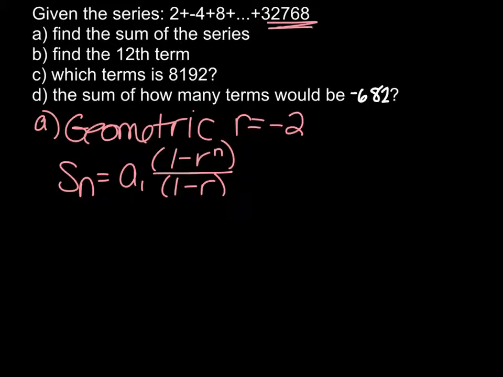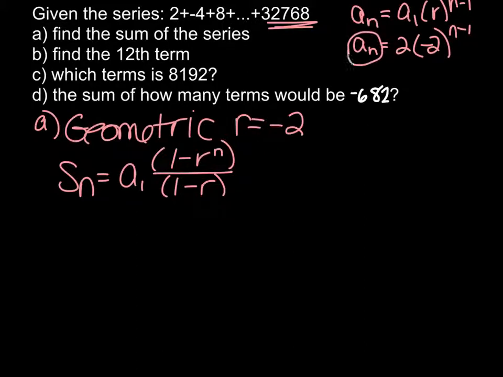We need to find out what number term this is, and to do that, we're going to write an explicit formula for this geometric sequence. So a sub n equals, the first term is 2, the common ratio is -2, all to the n minus 1 power. We're looking to see what n is when a sub n is 32,768.